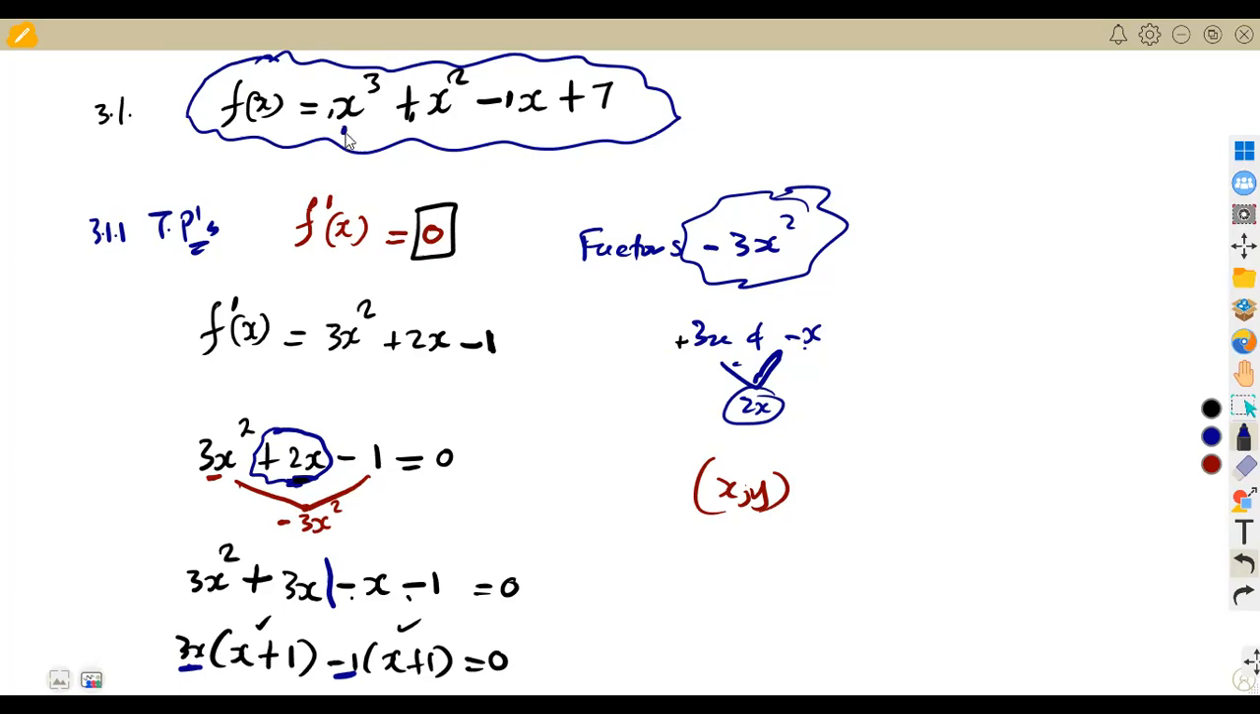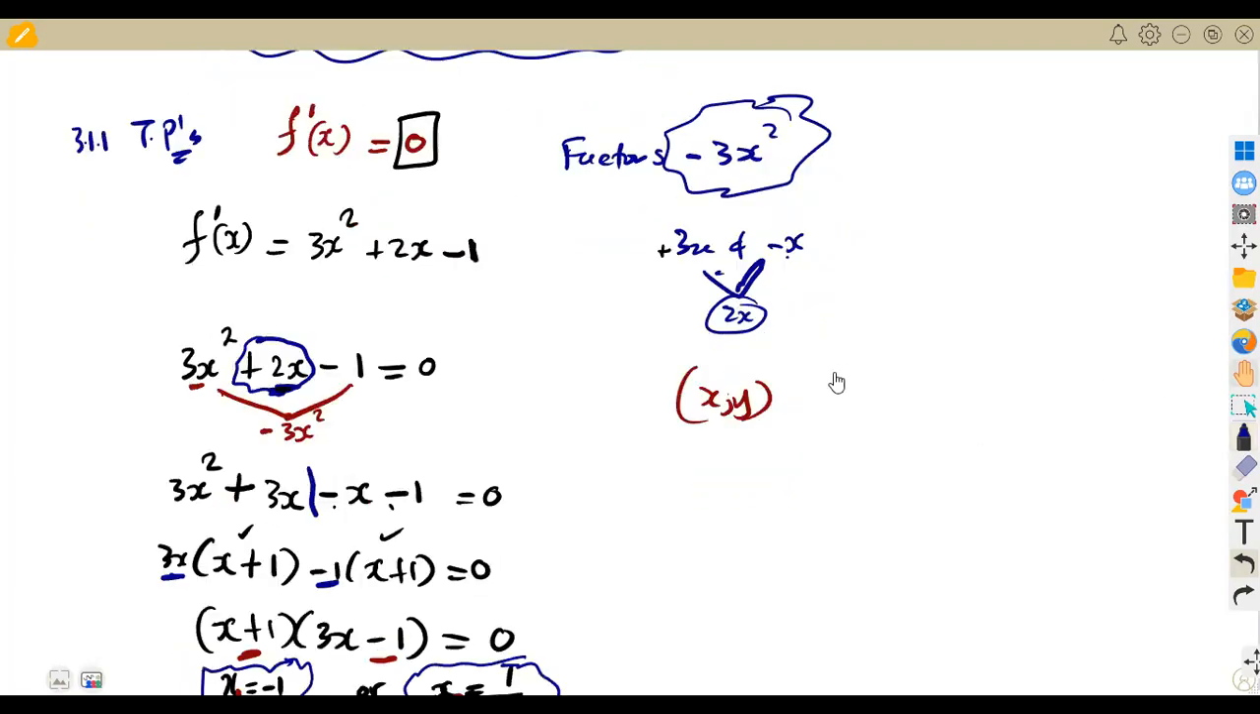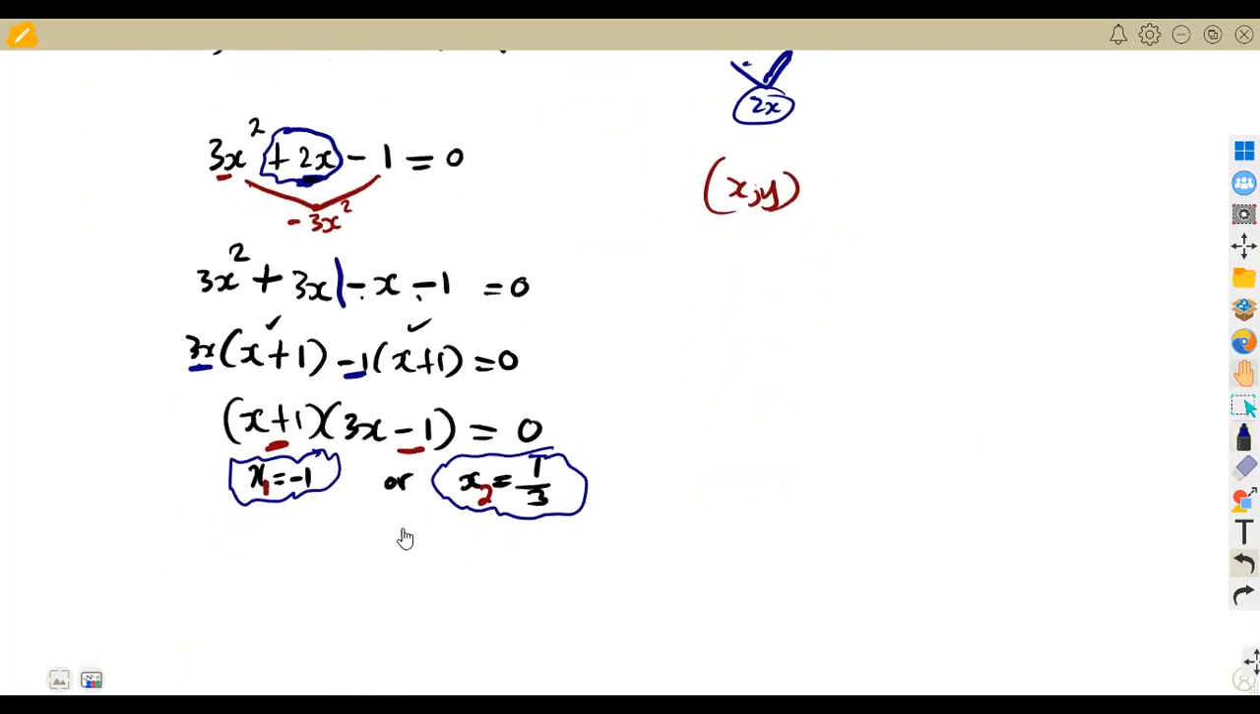Where there is x here, we are going to substitute -1. Where there is x, we are going to substitute 1/3, which are the values of x at the turning points in this case. This is going to give us the first turning point: when x is equal to -1, we obtain the value of y there as +8. You substitute into the original function.